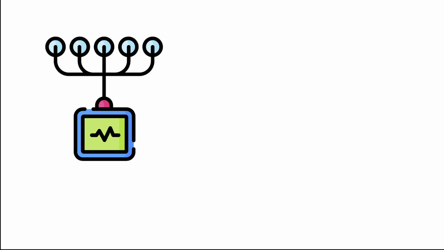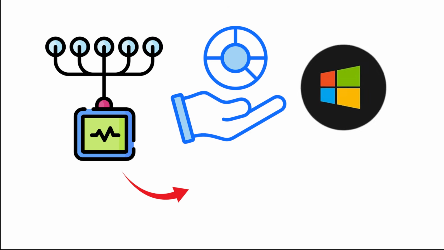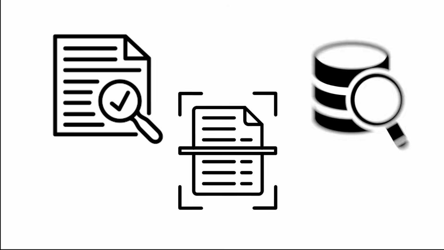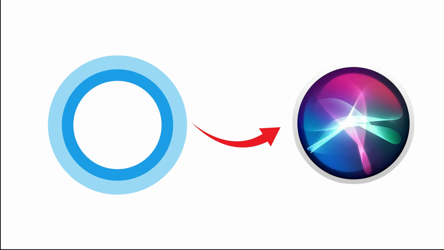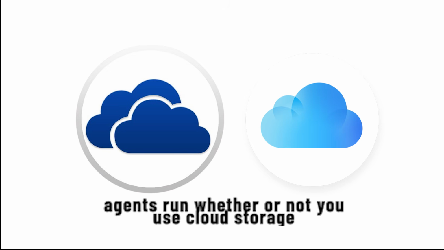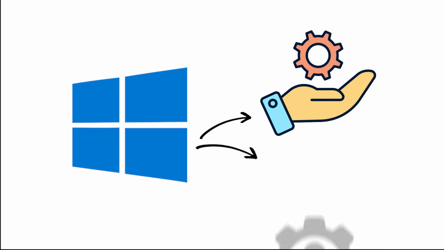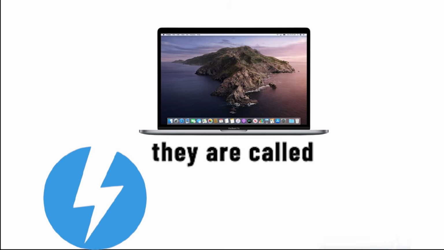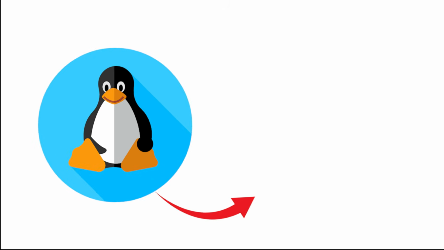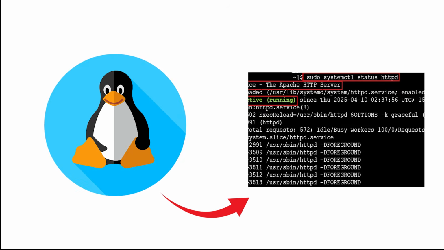Telemetry services collect usage data and send it back to Microsoft or Apple. Indexing services scan your files to build a search database. Cortana or Siri-related services run even if you have never used either assistant. OneDrive or iCloud sync agents run whether or not you use cloud storage. On Windows, these services are managed through the Services panel. On macOS, they are called launch daemons and launch agents. On Linux, the most common service manager is systemd.